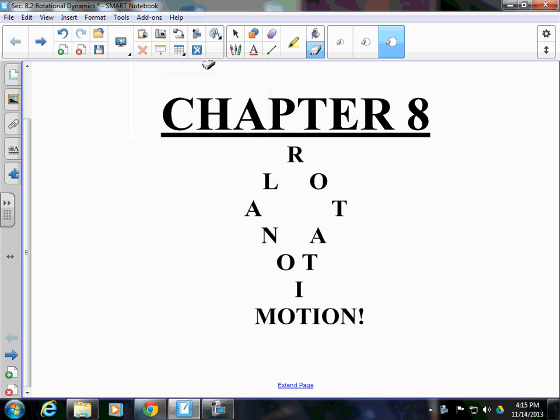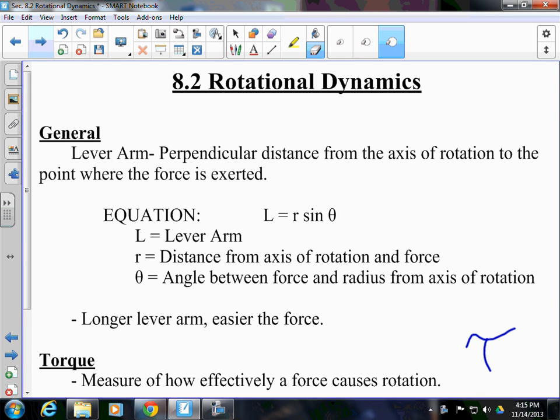Hard to believe that we are already on Chapter 8, and Chapter 8 is dealing with rotational motion. Spent a lot of time doing that rotational graphics. I hope you guys like it. 8.1 is a very short section, so we're not even going to talk about 8.1. We're going to jump right into 8.2, which is talking about rotational dynamics.